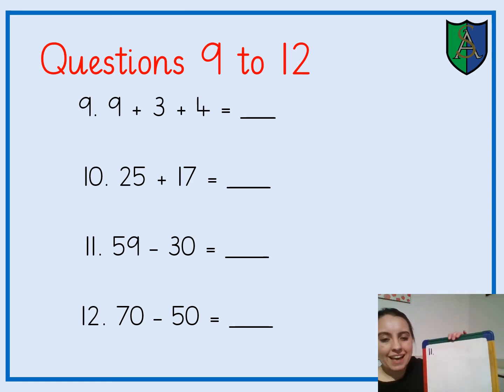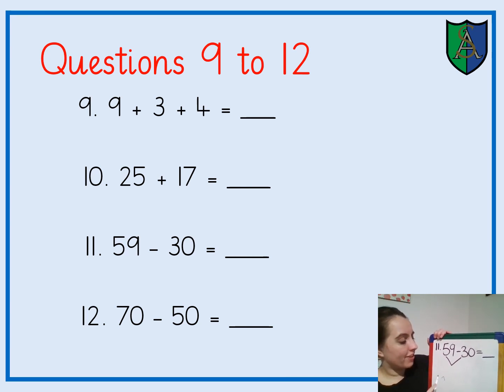Let's look at the number 11. Question number 11 is 59 take away 30, and then we're working out what the answer would be. Here, I would use my triangle method again, but I would be careful to remember that the calculation is a take away. So what's 50 take away 30? Well, if I know 5 take away 3, then I know 50 take away 30.